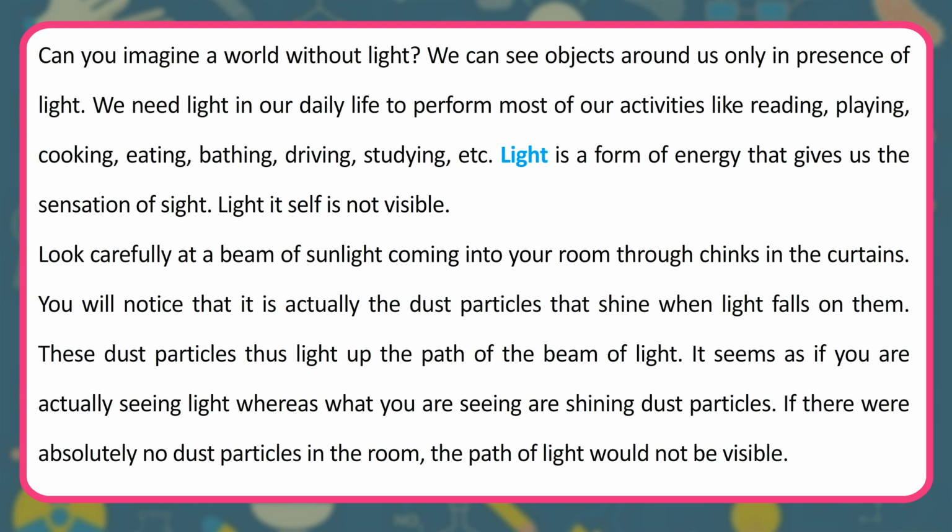Look carefully at a beam of sunlight coming into your room through chinks in the curtains. You will notice that it is actually the dust particles that shine when light falls on them. These dust particles thus light up the path of the beam of light. It seems as if you are actually seeing light, whereas what you are seeing are shining dust particles. If there were absolutely no dust particles in the room, the path of light would not be visible.